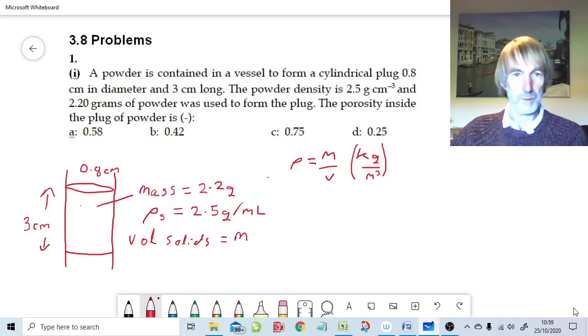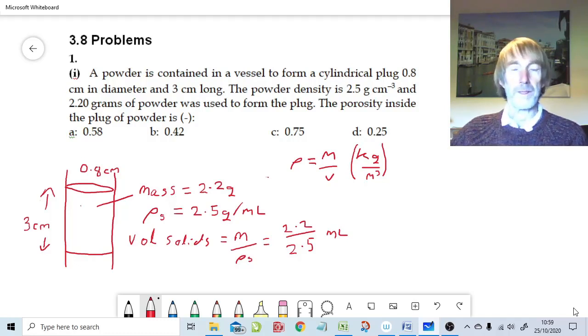Volume is going to be the mass divided by density, having just rearranged that equation there. So that's mass over density, and that gives us, in terms of numbers, the mass is 2.2, density is 2.5 grams per mil, 2.2 divided by 2.5, and that will of course be in centimetres cubed, or millilitres if we're going to use a simple unit.